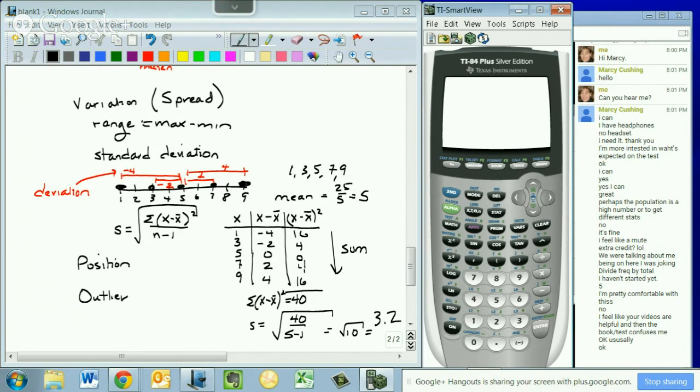This you could also get on the calculator by using one-var stats. Okay, so it would be stat, calc, one-var stats. And as long as you have the data in L1, you can see the sample standard deviation is 3.2 rounded. In order to get the variance, you would just square that. You can also see that you can get the mean from this, and you can get the median. So that's a very handy thing to be able to use. Okay, so back to this.